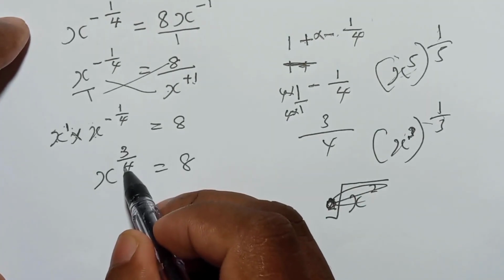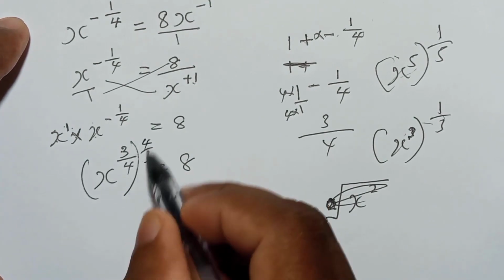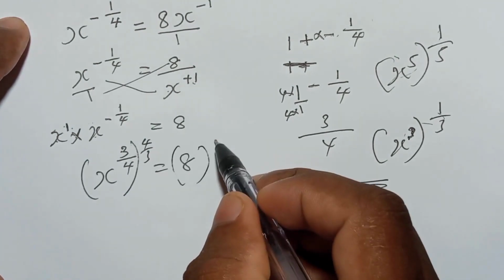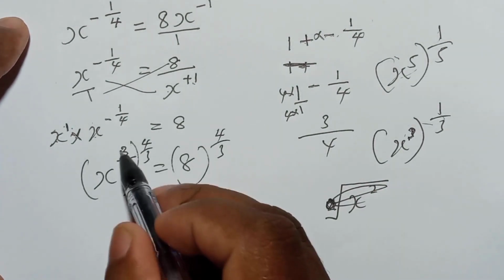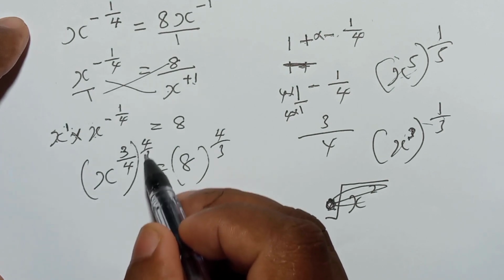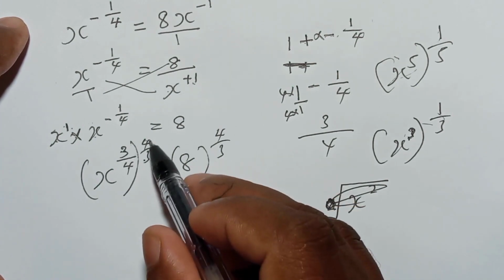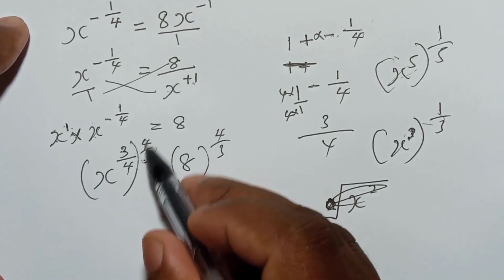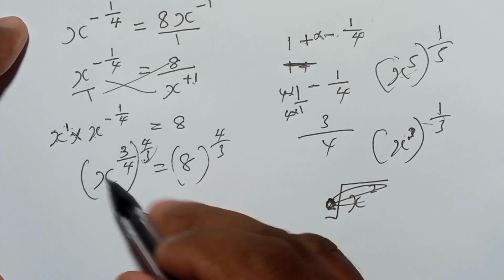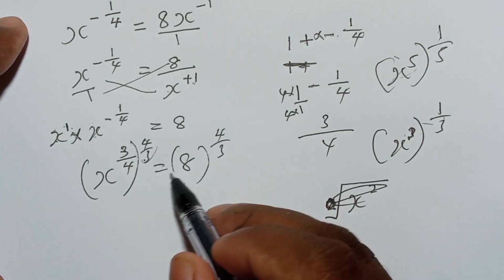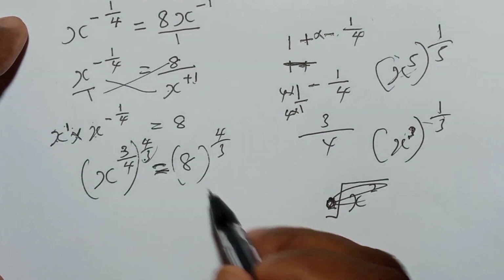Here we have 3 over 4. To remove this, I need to put 4 over 3 on both sides. Then this side also you must put 4 over 3. My target is to remove this 3 over 4 index, and if I multiply with 4 over 3, it will be gone. But you can't put this type of index on only one side, you must put it on the other side also. If you put it on the left side, you must put it on the right side of the equation, both sides of the equal sign.